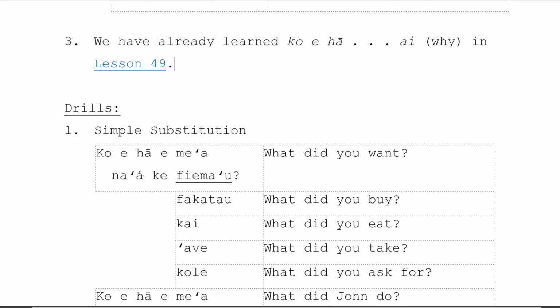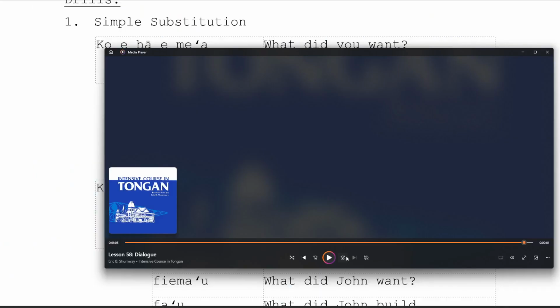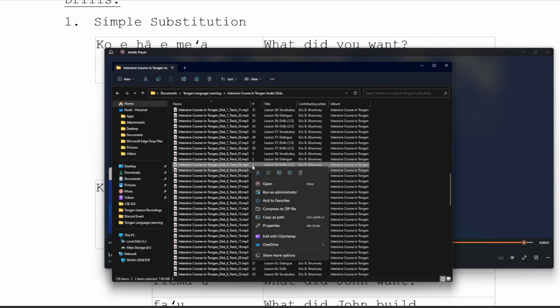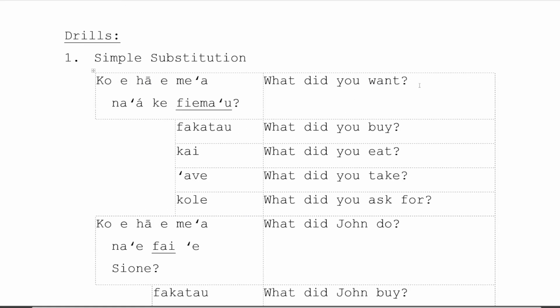So we're going to go through the drills. We're going to listen to the drills spoken by the Tongan speaker so that you can hear what a native sounds like when they're pronouncing all of these things. So let's listen to these. Lesson 58. Drills. Symbol substitution.